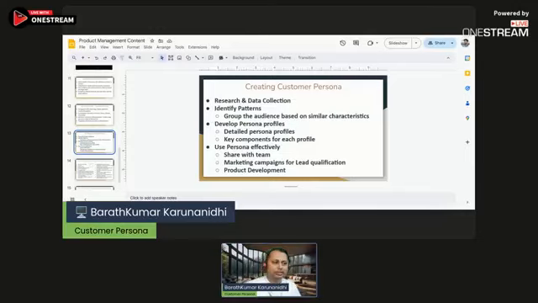So this is about creating customer personas. That's where the product phase also is going to be applicable. So it's about creating customer personas.